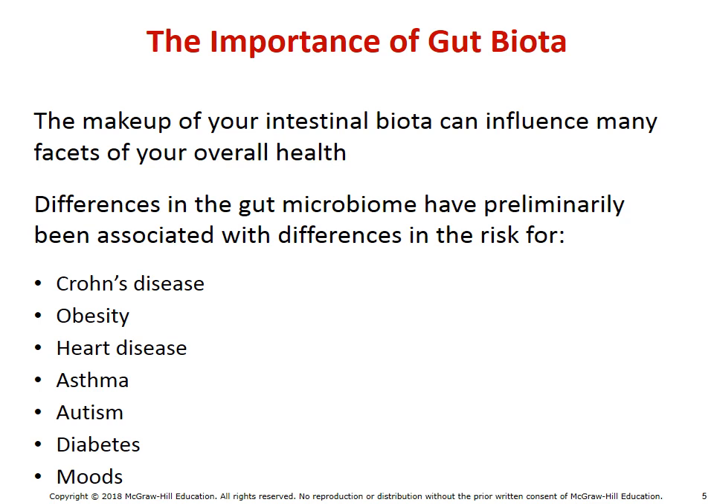The other important thing that we've discovered is that the biota's presence has helped with overall health. And so the makeup of your intestinal biota can greatly influence really all aspects of health. So having good gut bacteria allows for good, healthy digestion. But again, having poor gut microbes potentially leads to things like Crohn's disease, obesity, heart disease, asthma, autism, diabetes, moods. The idea here is that the microbes have a bigger role in our health than we appreciate.